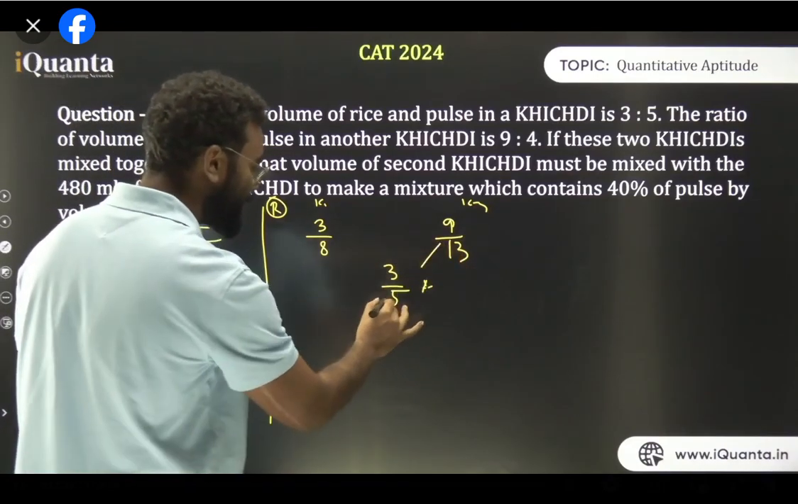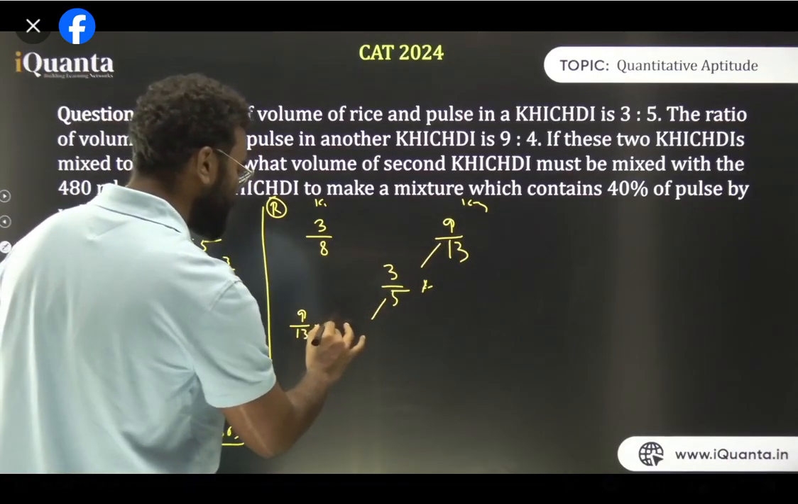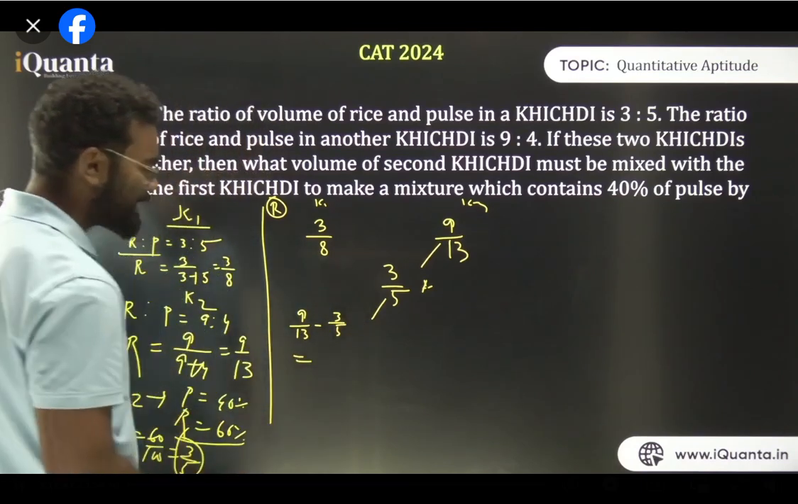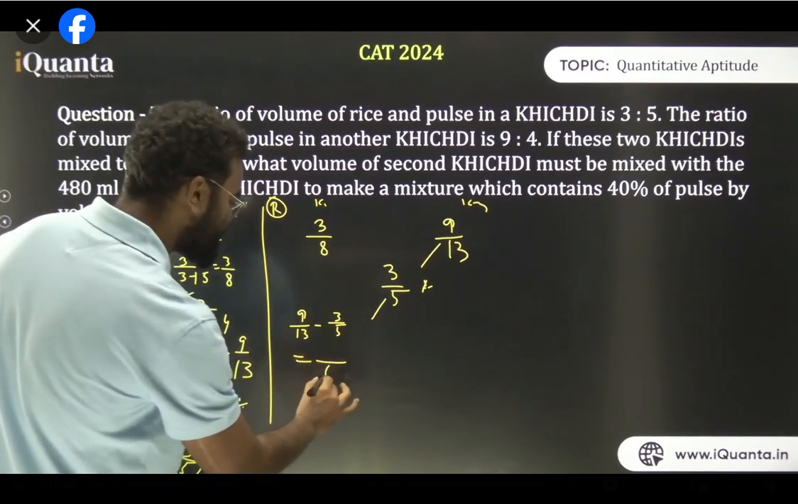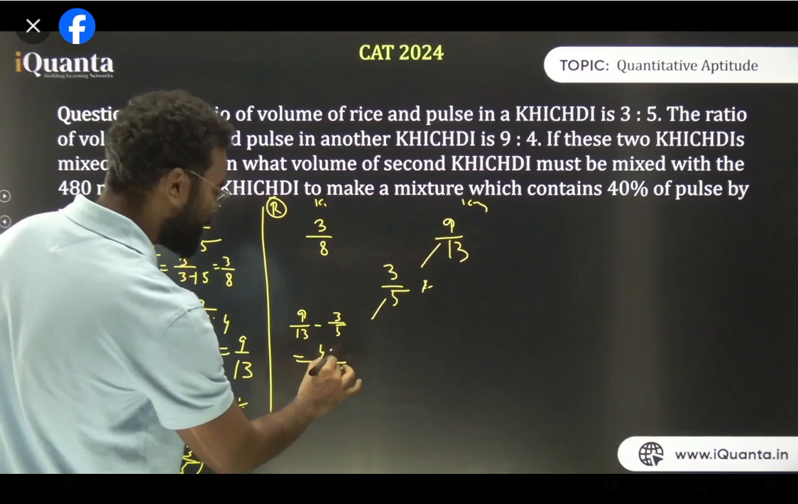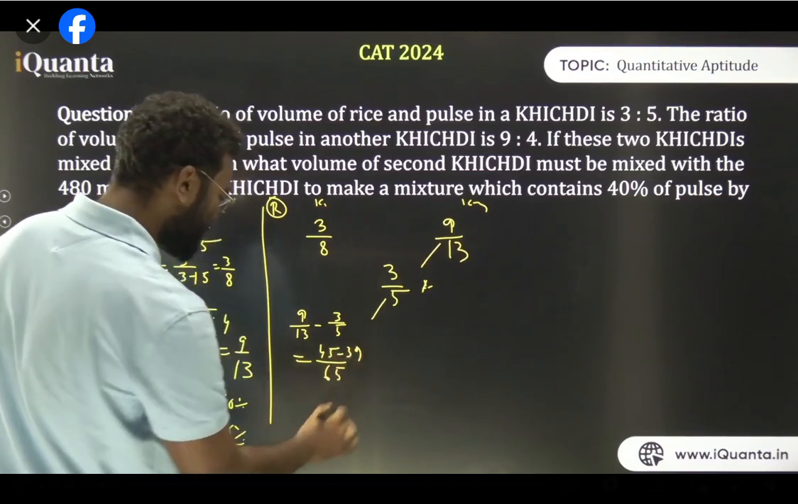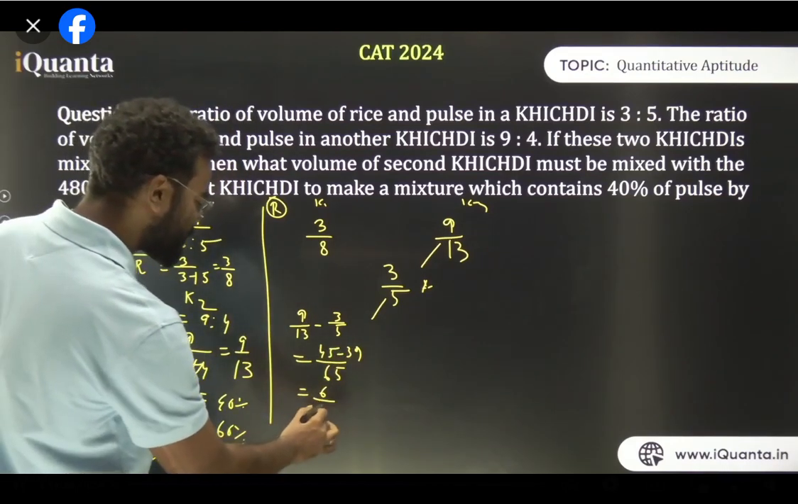So 9 upon 13 minus 3 upon 5. So what do I do? 9 upon 13 minus 3 upon 5, which is basically 13 times 5 is 65. So if it is 65, then 9 times 5 is 45 minus 39. Assuming my calculations are correct, this is nothing but 6 upon 65.